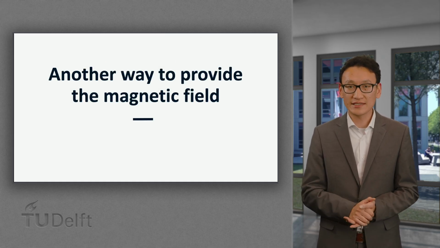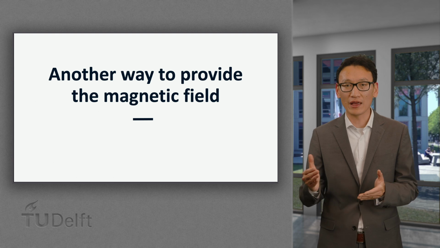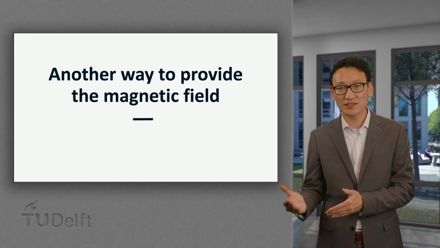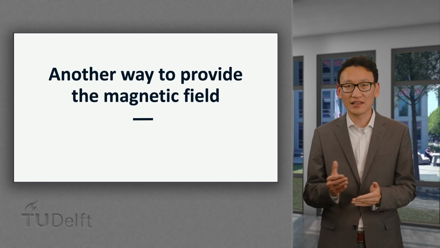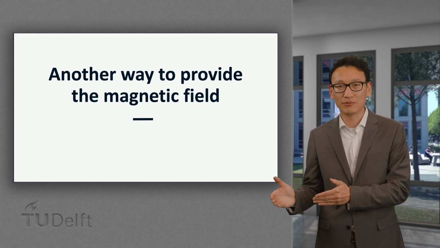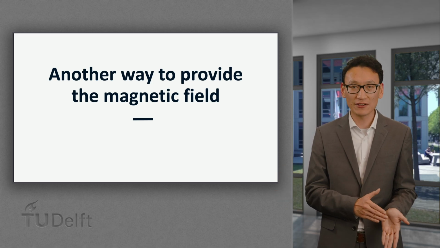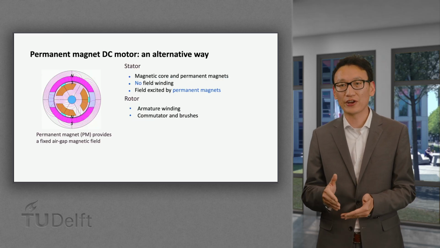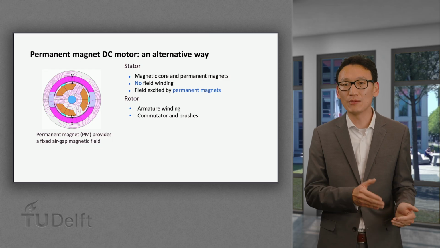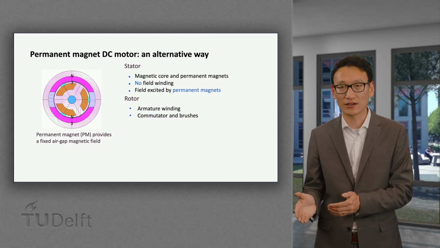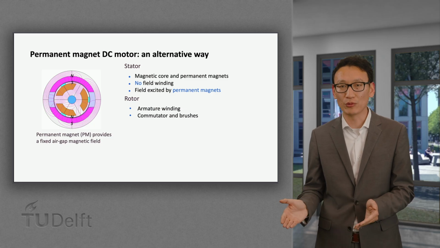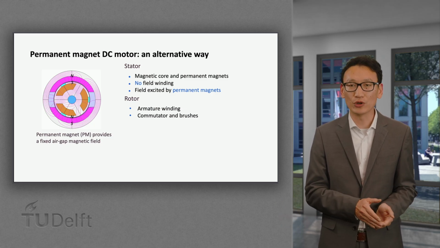The previous DC motor example is based on the magnetic field generated from the field winding, governed by Ampere's law. Here is another way to provide the magnetic field without involving the field current. The alternative way to produce the magnetic field is to use permanent magnets directly on the stator of the DC motor. This will lead to a new type of DC motor, the permanent magnet DC motor.